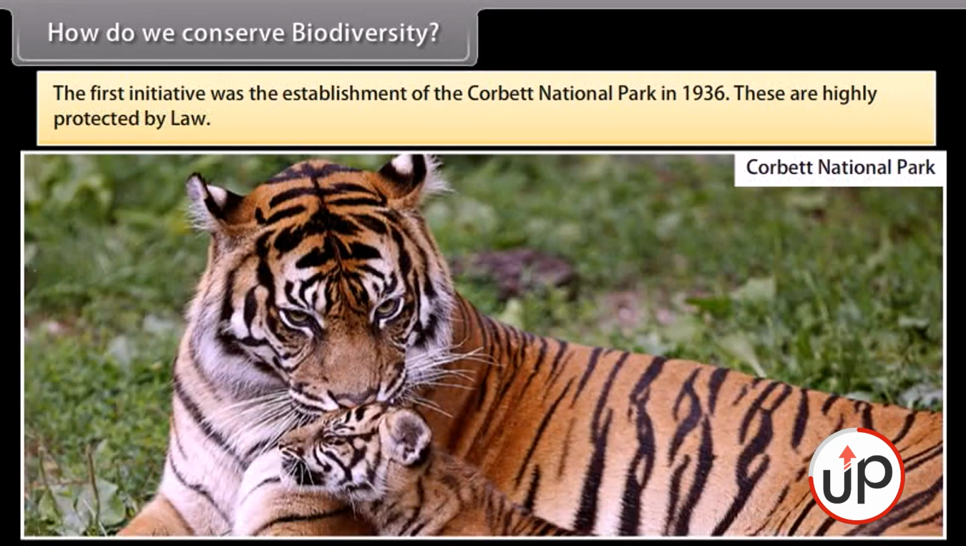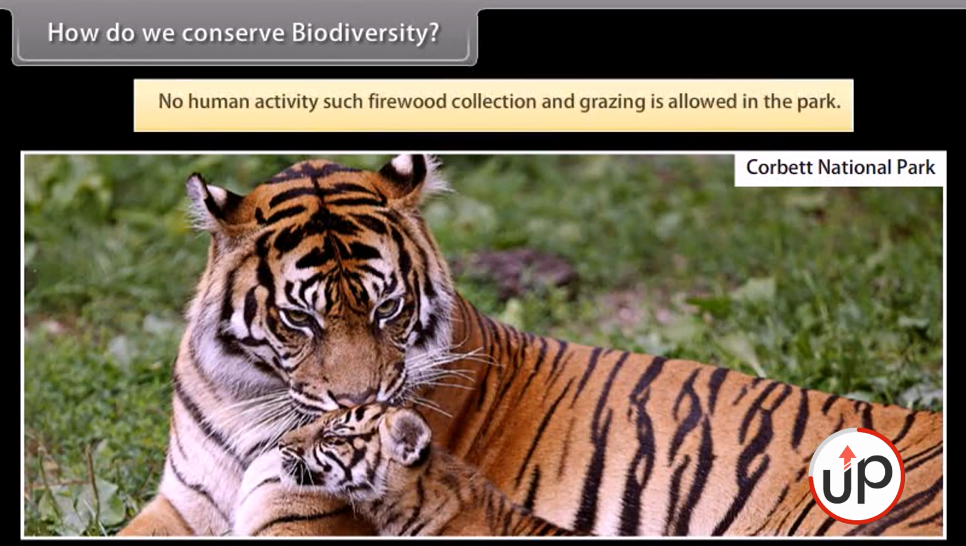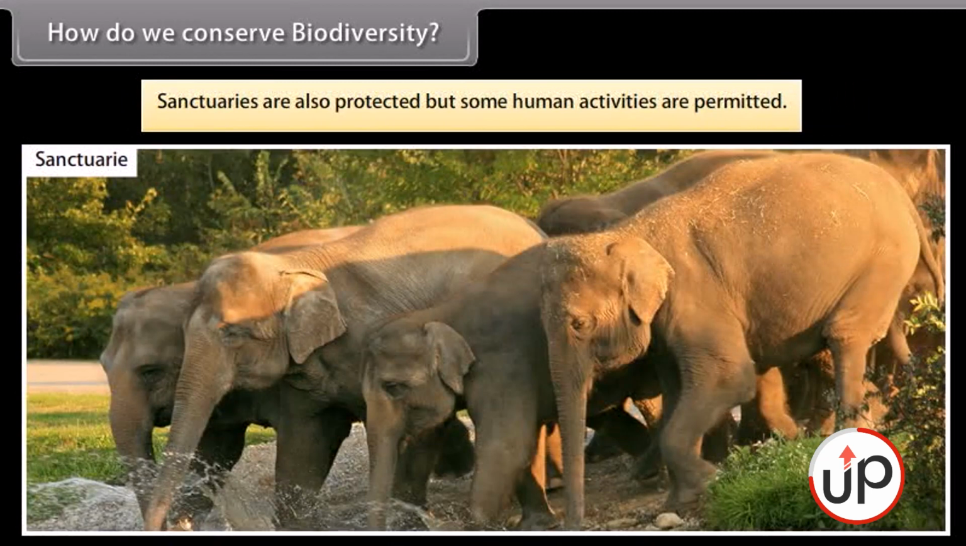The first initiative was the establishment of the Corbett National Park in 1936. These are highly protected by law. No human activity such as firewood collection and grazing is allowed in the park. Sanctuaries are also protected, but some human activities are permitted.